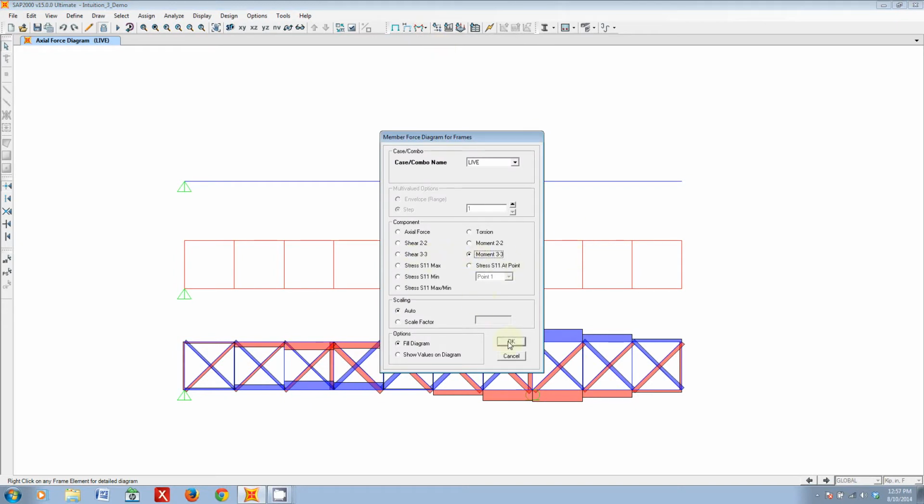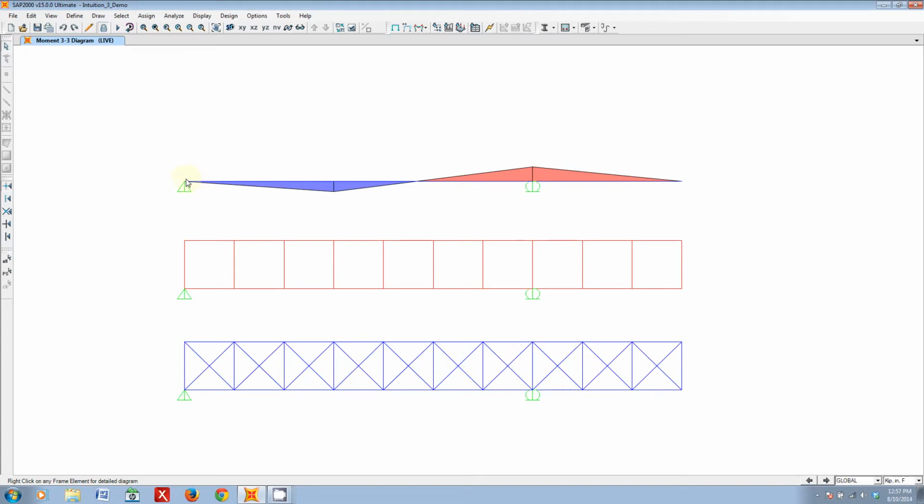Let's check out the moment. So now it goes from 0 to a max positive value here, and then it transitions. So we go from positive to 0, and then it goes up to negative, a maximum value right at the support, negative moment. So we go from maximum positive to max negative, and then back down to 0.